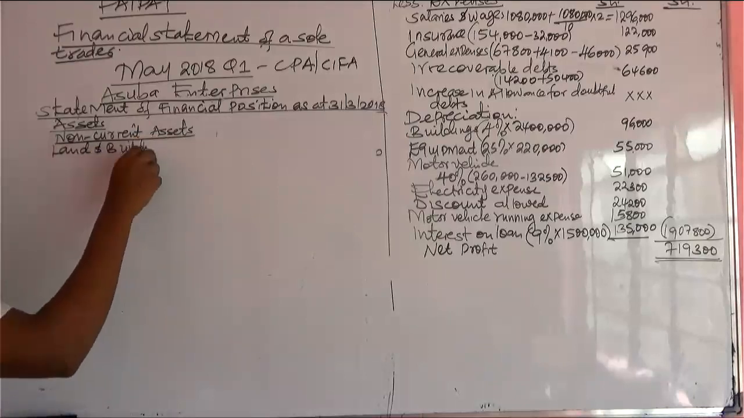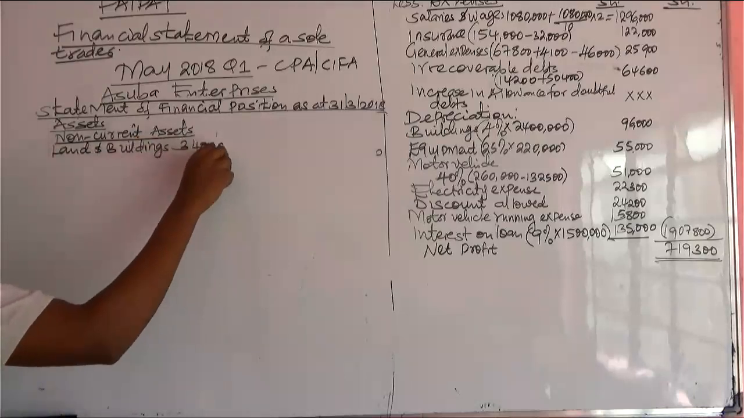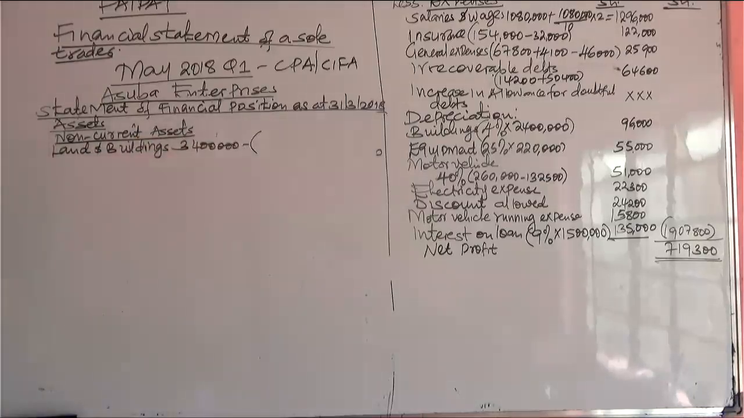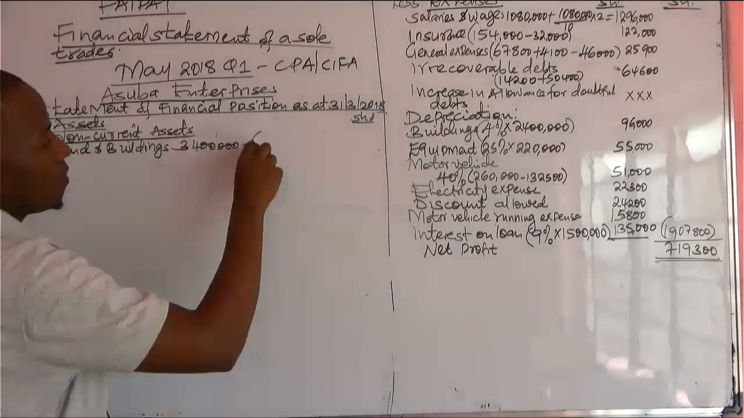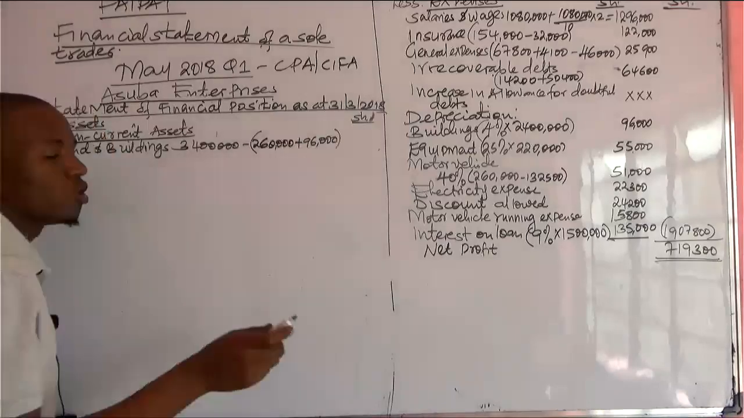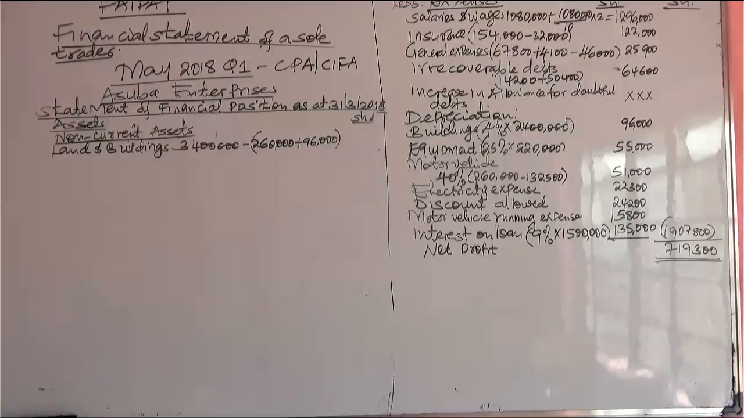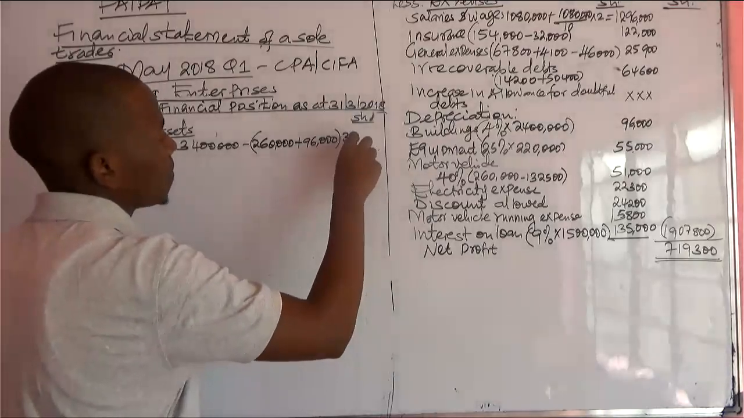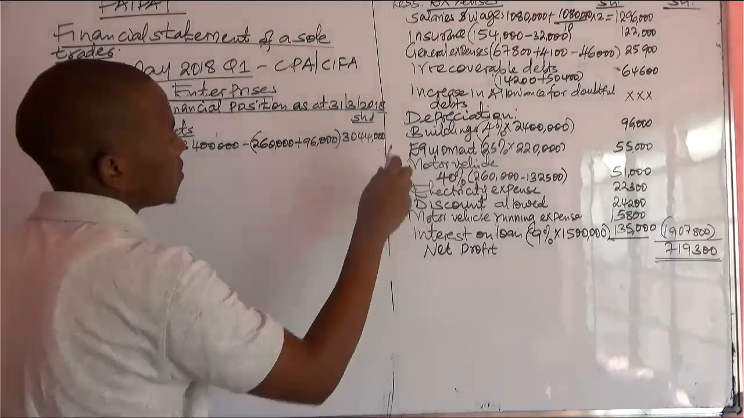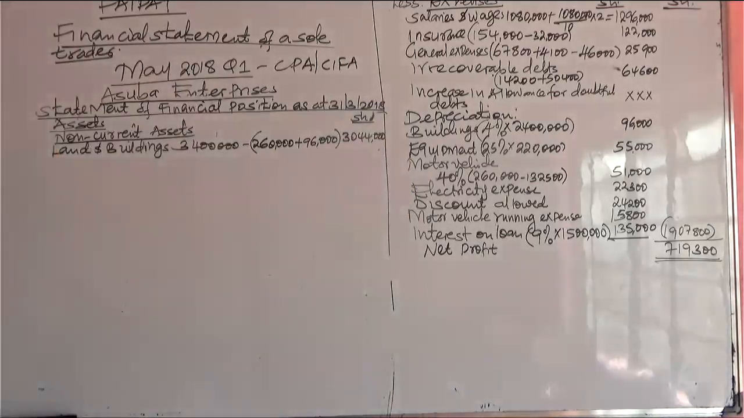Beginning, what was the accumulated depreciation for building? Yes, 260. Like during the year, they have depreciated by how much? 90. So you have to less the total accumulated depreciation up to 31st. So what will be the value? $3 million 044,000. We proceed.